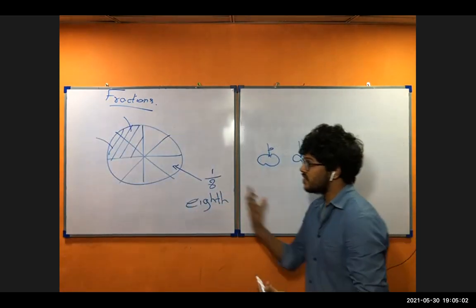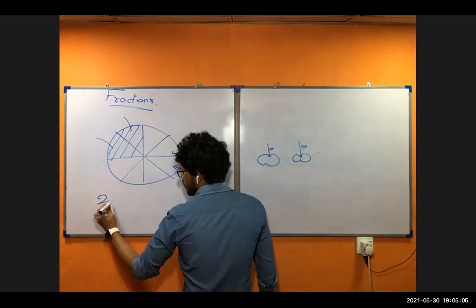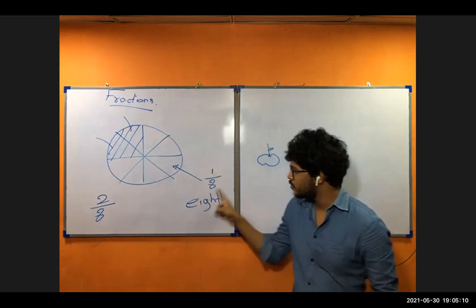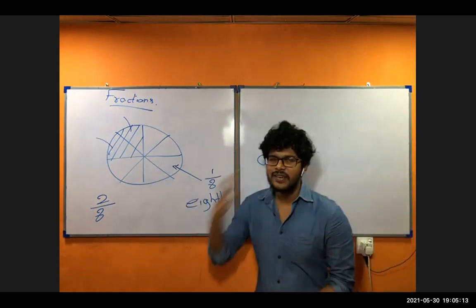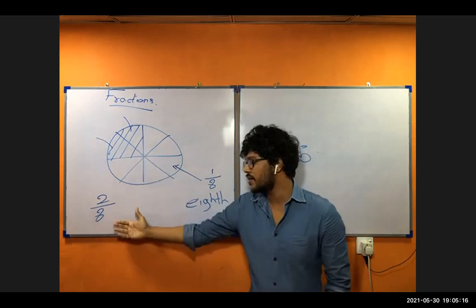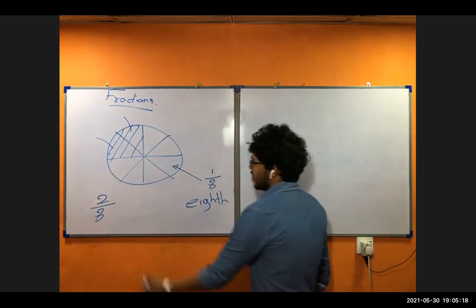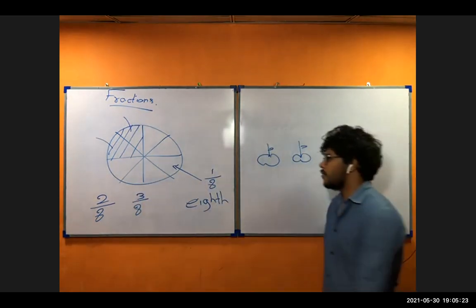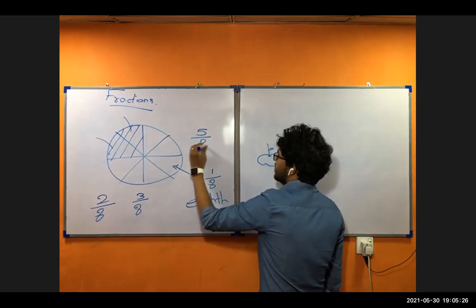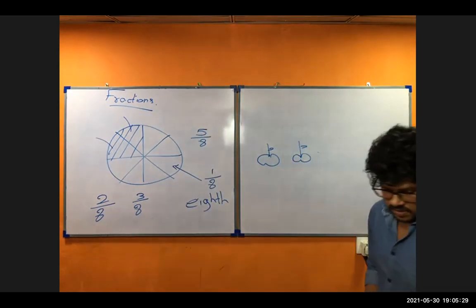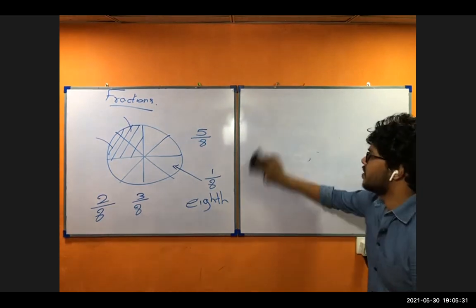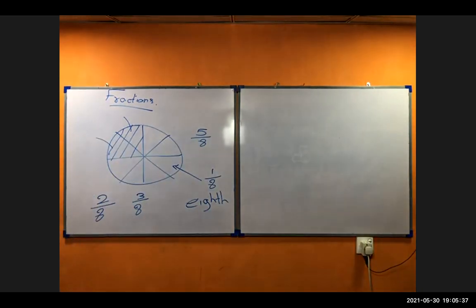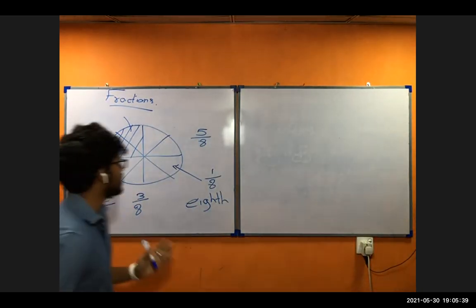So how do we represent 2/8? This means 2/8, that means two of them, right? This is the very basic explanation for a fraction. If you have 3 of them, we call it 3/8. Same way, if you have 5 of them, we call it 5/8. So that is the basic idea about fractions. This is very important. You must understand it very clearly.